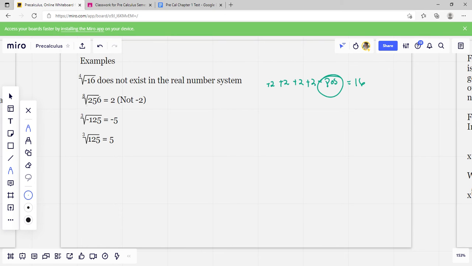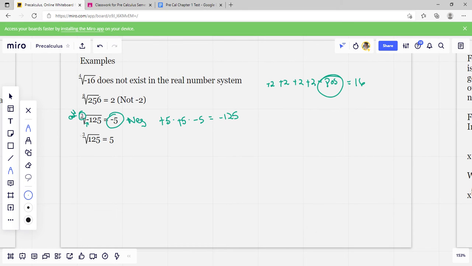All right, let's try this one. The eighth root of 256 is 2, not negative 2. And the third root of negative 125 would be negative 5, because the third root is odd, and that's negative. So we can end up with a negative number. If we do negative 5 times negative 5 times negative 5, we're going to end up with negative 125.